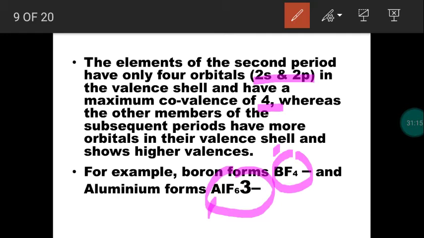So always second period elements are different from the remaining members in the same group. First example we have studied, lithium and beryllium will form covalent compound, but the remaining members in the same group number 1 and 2 are forming ionic compound. This is second example. Boron as well as aluminum, both are in the same group, group number 13. But comparing aluminum, boron, the second period element, exhibits valence 4. Remaining aluminum exhibits valence 6.